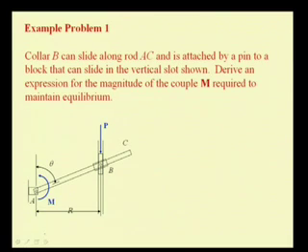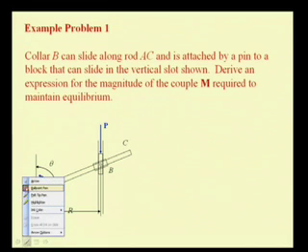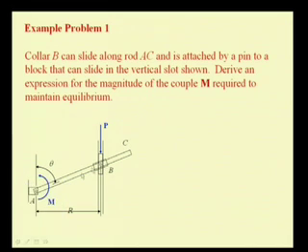Let us consider one example and see how we apply this method of virtual work to the system of connected rigid bodies. In this case, we are taking an ideal system of rigid bodies. So, here you see a collar B that can slide on this rod AC.